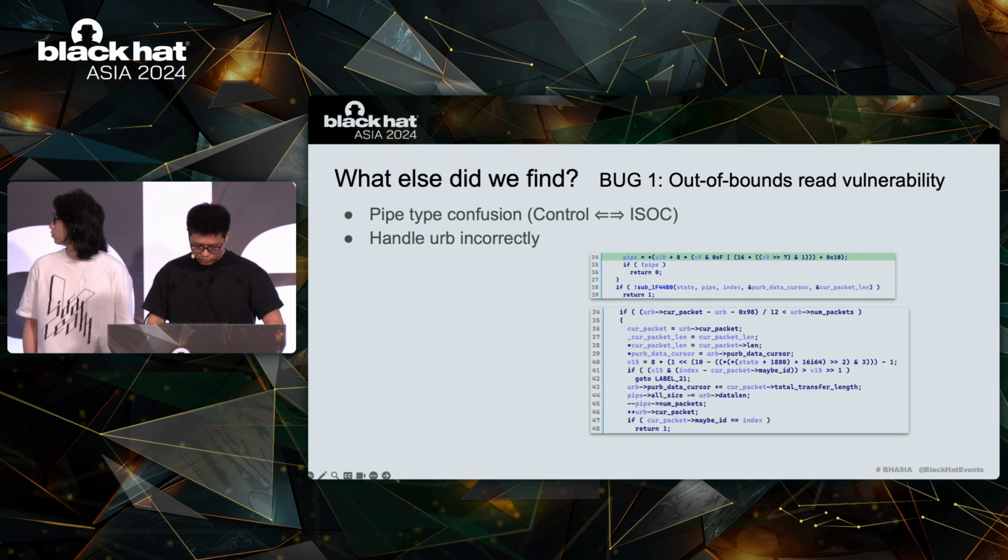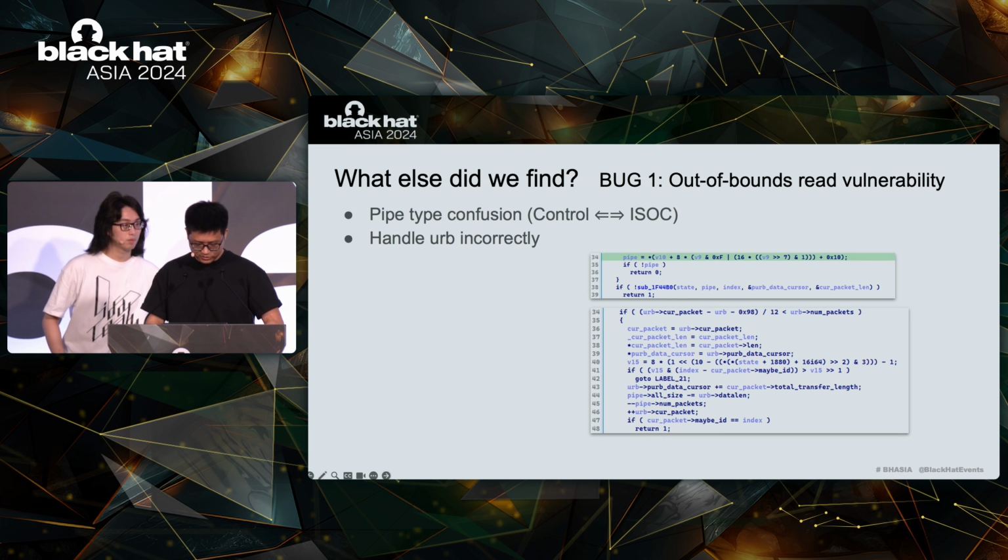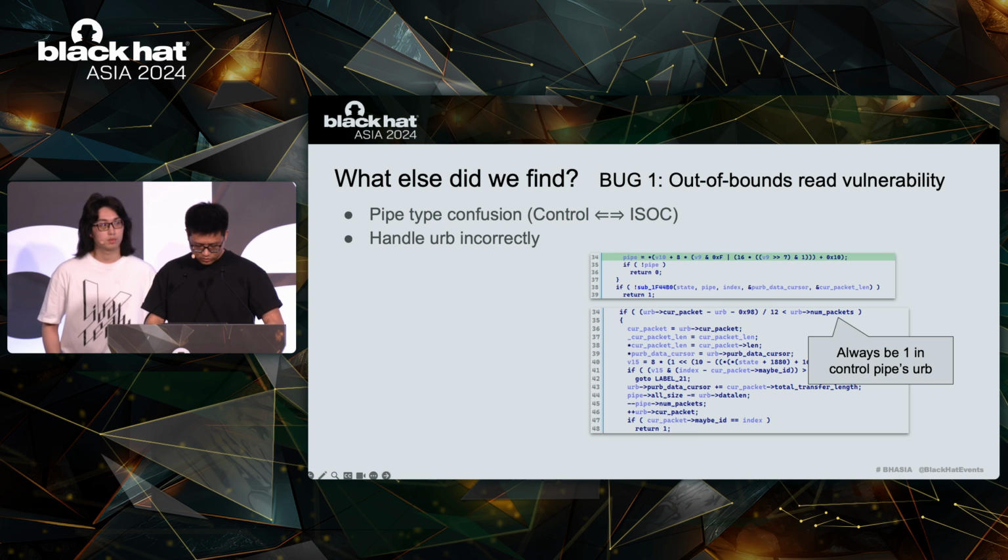However, a control pipe URB will not have multiple packets, so the current packet has actually already pointed to the data. When the URB's number of packets is 0, this won't directly cause a problem. But the issue is that the number of packets of a control type URB is always 1, which means this code block will always be entered automatically, causing the PURB data cursor to be increased beyond the range of the URB, resulting in an out-of-bound read.